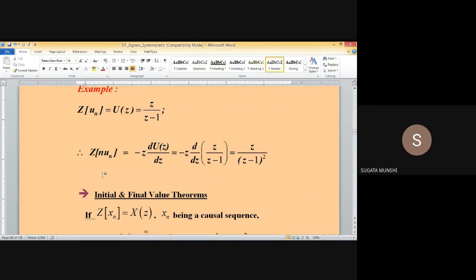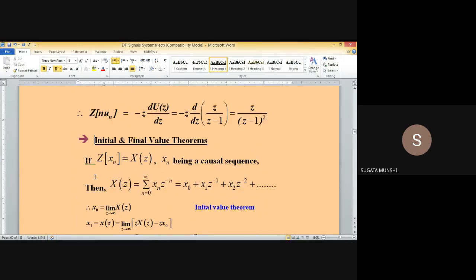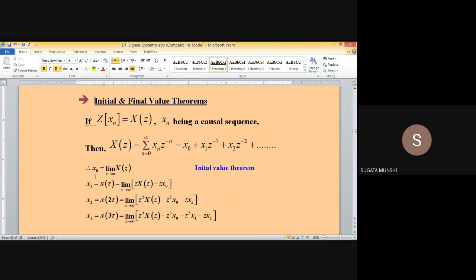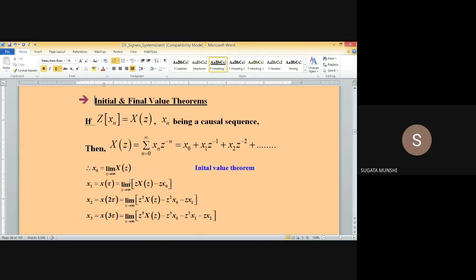Like other transforms, the Laplace transform, here also you have initial and final value theorems. If X(z) is the z transform of a causal sequence, then this is the expansion of X(z). Now x[0], the initial value, can be obtained without actually determining the inverse z transform. It is the limit z tending to infinity of X(z). If z tends to infinity, all these terms will vanish and only x[0] will remain. That is the initial value theorem.